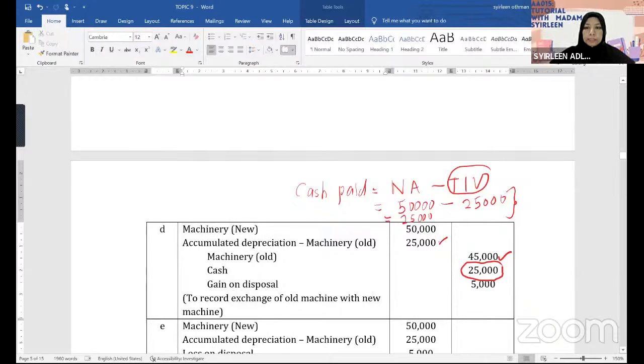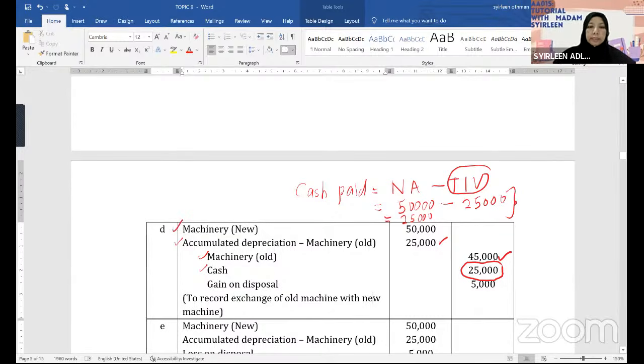Okay, so this amount adalah nilai yang you perlu bayar. So kita akan credit lah cash. Okay, so yang ni saya tutup accumulated depreciation lama, saya tutup asset machinery yang lama, and then I paid 25,000 to acquire the new asset, 25,000. So saya dapat mesin baru, jadi saya akan debit the new machine.